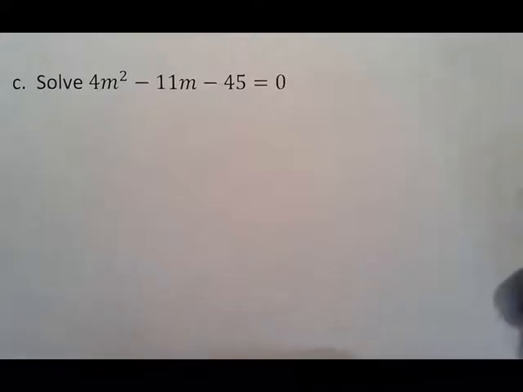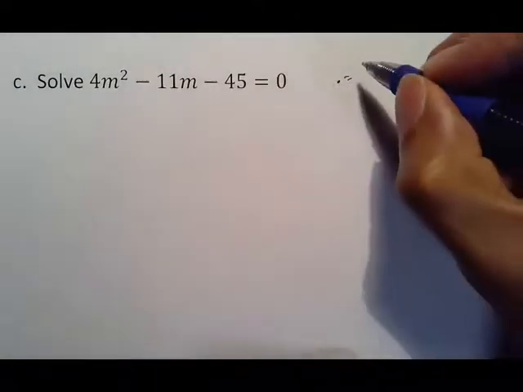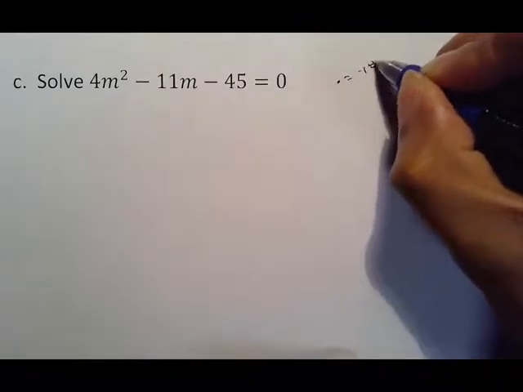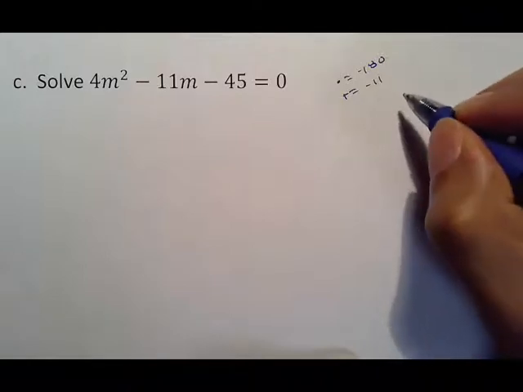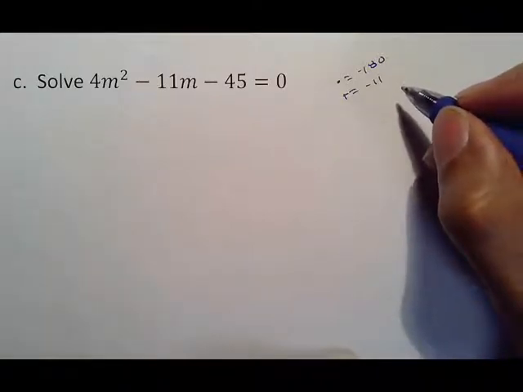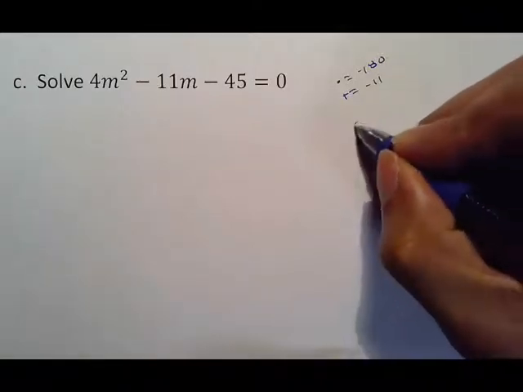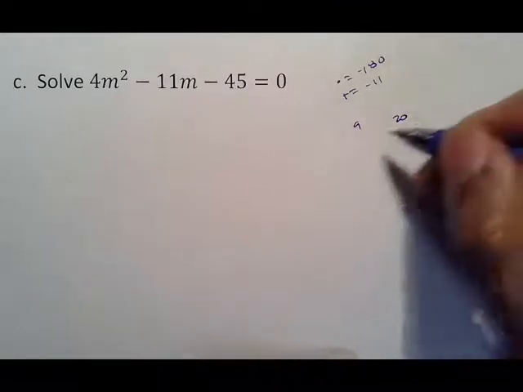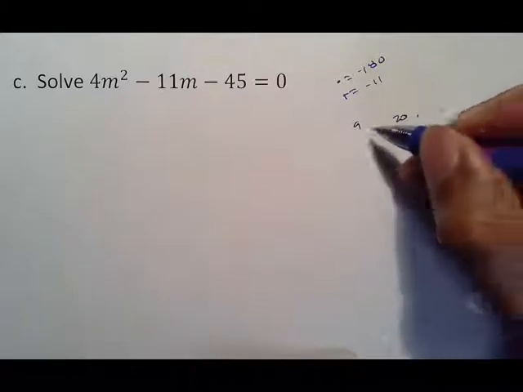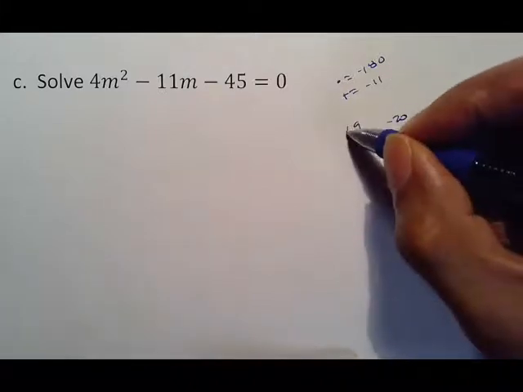But anyway, this time we want numbers that multiply to be, I think that's 4 times 45, so negative 180, and add to be negative 11. That means we want these numbers to be 11 apart. To me, that would be 9 times 20, because 9 times 2 is 18, 9 times 20 is 180, and they are 11 apart. That would make a negative 20 and a positive 9.